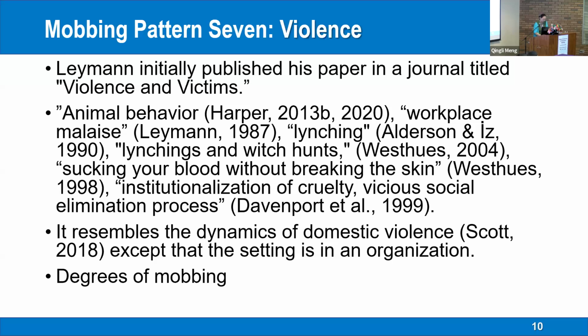The seventh pattern is the violence pattern. The term mobbing itself has its origin in violence, and since the inception of the term workplace mobbing, it has been recognized as a form of psychological violence. In fact, Leymann initially published his paper in a journal titled Violence and Victims. The perpetrator's focus is primarily on the targeted individual rather than on any alleged offenses. These personal attacks are equivalent to animal behavior. It resembles the dynamic of domestic violence, except the setting is an organization. It revolves around issues of power and control.